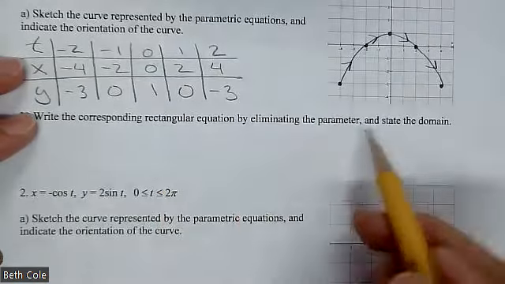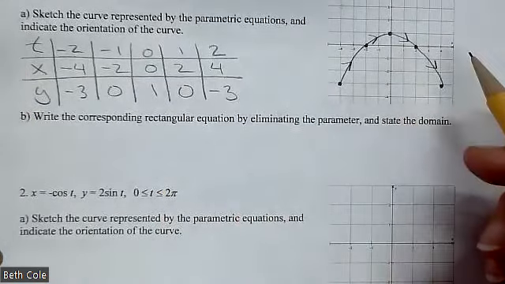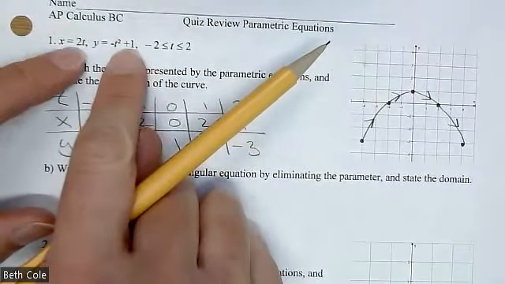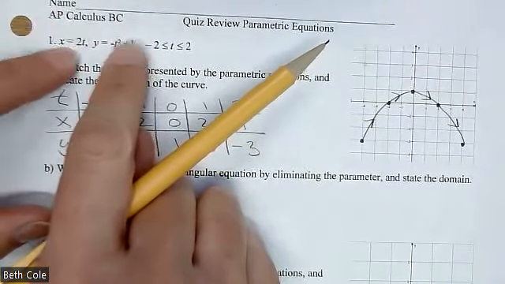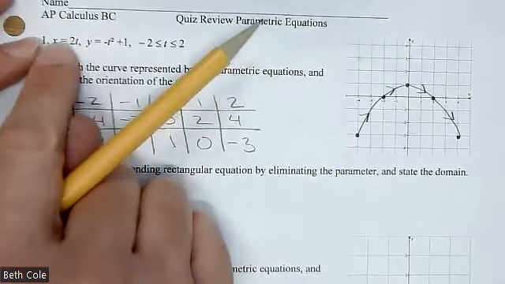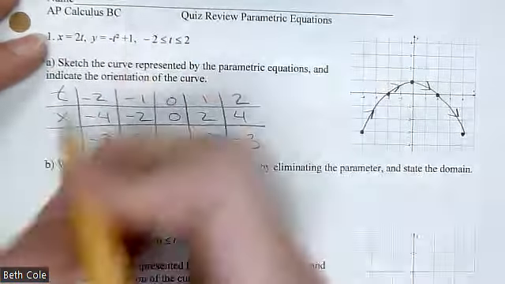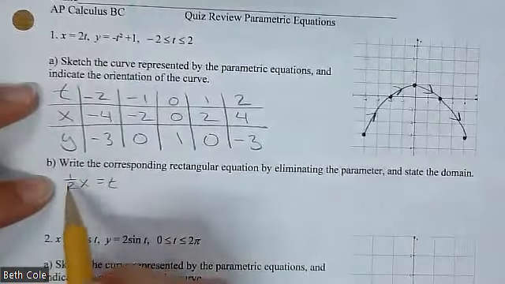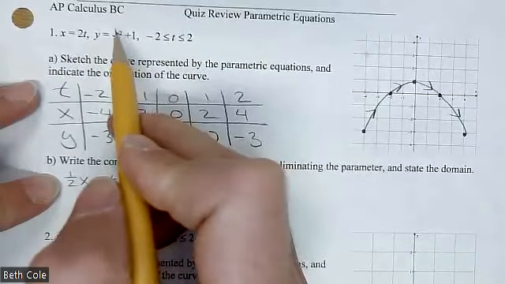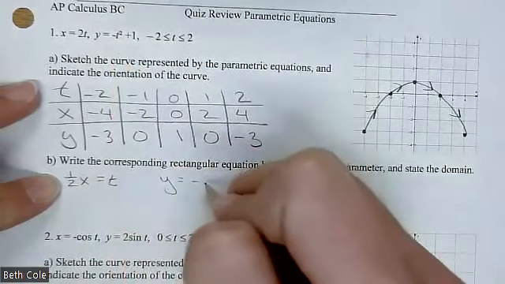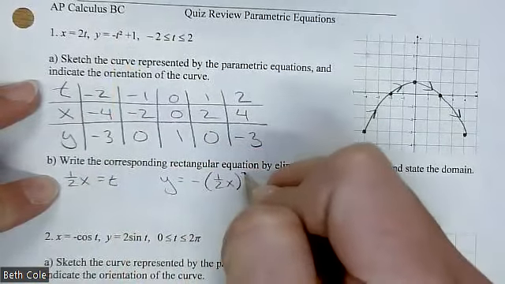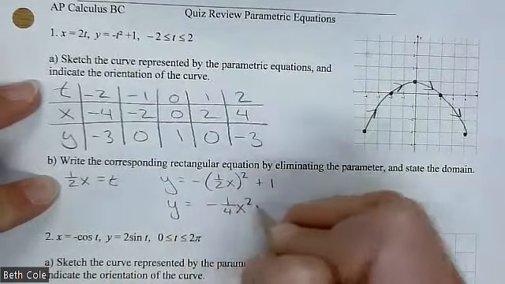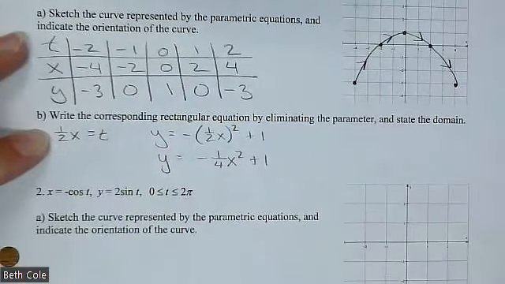So whenever we eliminate the parameter, we should get something that's like a parabola, like we should get a squared in there. So which one is easier to get t by itself, for the x equation or the y equation? Definitely for x. How would you get x by itself? So 1/2 x equals t. And you just take that 1/2 x and plug it in for t in the other equation. So you're going to get y equals negative 1/2 x squared plus 1. And that would be negative 1/4 x squared plus 1.